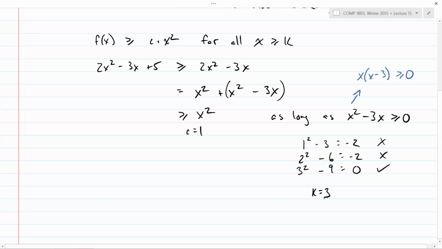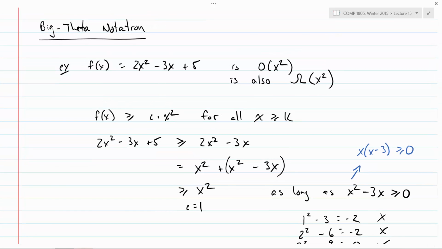So c equals 1 and k equals 3 show that this function, 2x squared minus 3x plus 5, really is omega of x squared. And we already know that it's big O of x squared.